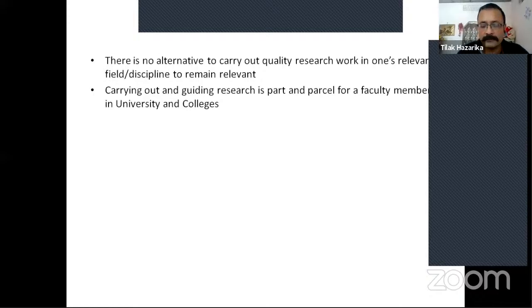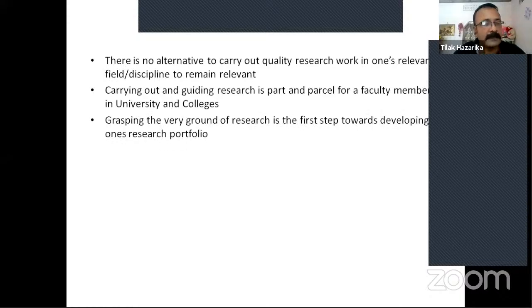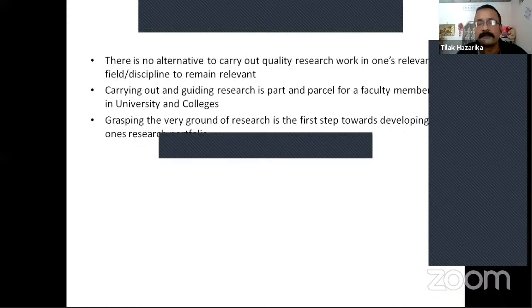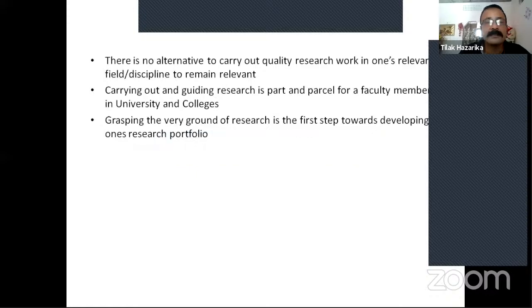So in this context, there are very pertinent questions: how to grasp the very ground of research in contemporary research developments, and to develop one's research portfolio, so that we can really develop our research skills and contribute to the field we belong to. And also, as I have already mentioned, we have to guide our students and research scholars, so that a bunch of research scholars may be developed, and we can support them so that the subjects may develop.